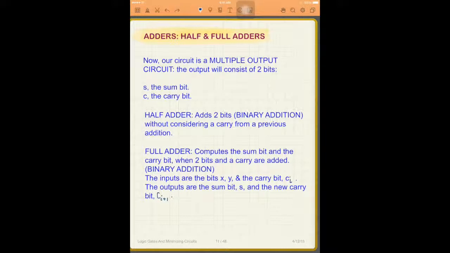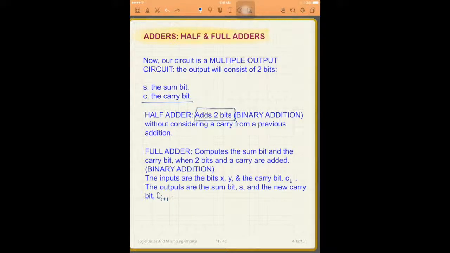Here let's look at the half adder and the full adder. So now our circuit is a multiple output circuit. The output will consist of two bits, the sum bit and the carry bit. We'll call the sum bit S and the carry bit C. The half adder is going to add two bits.